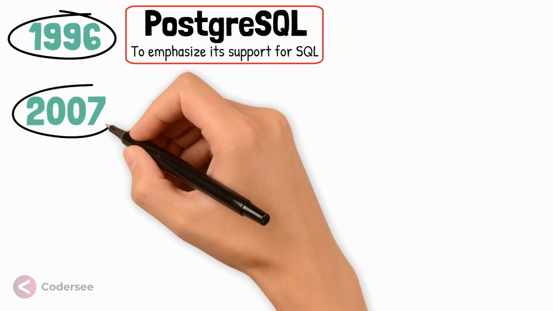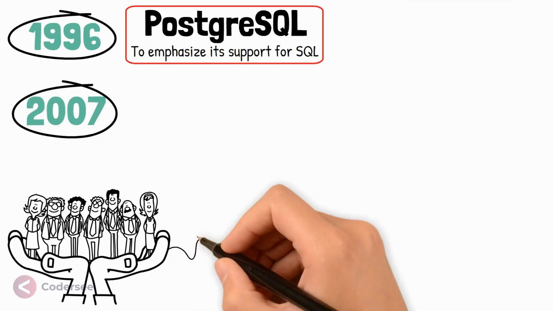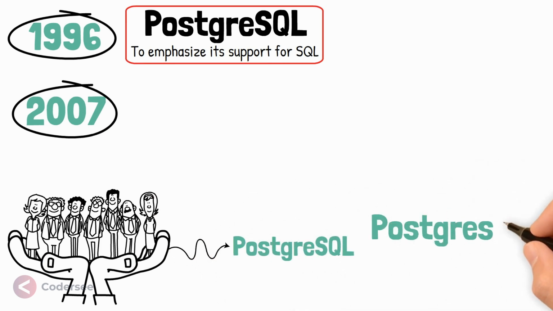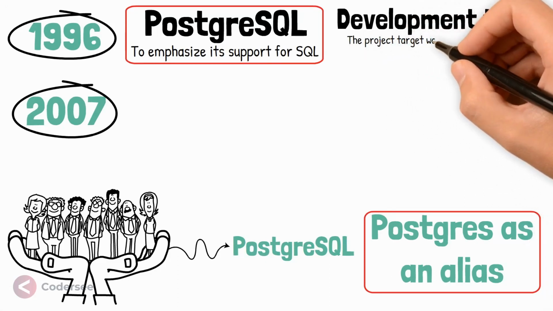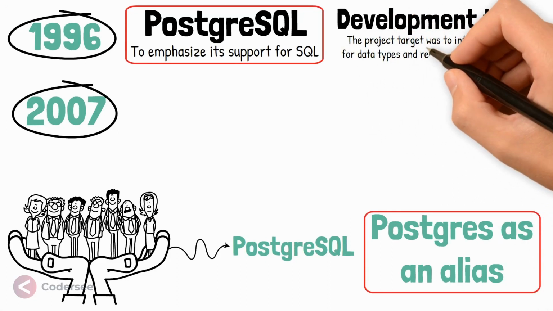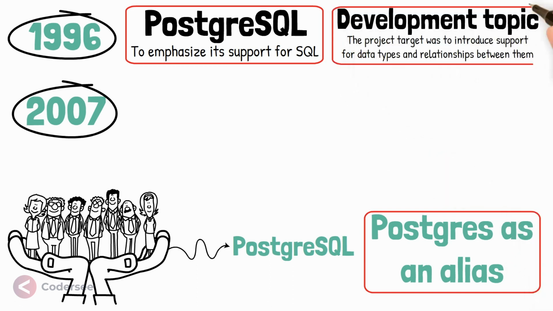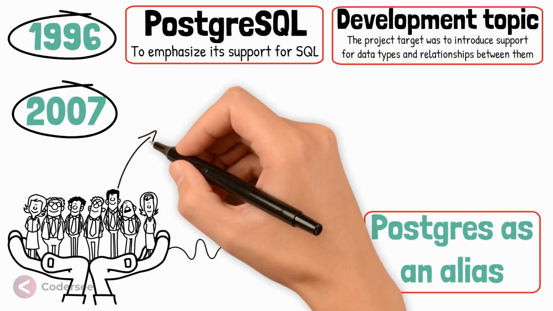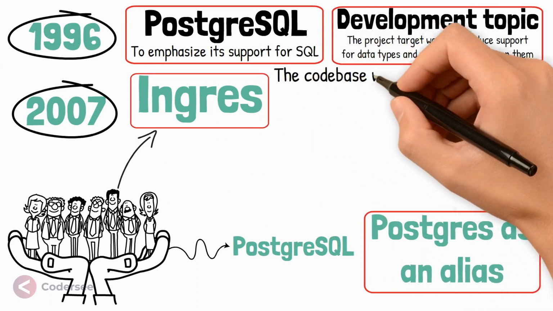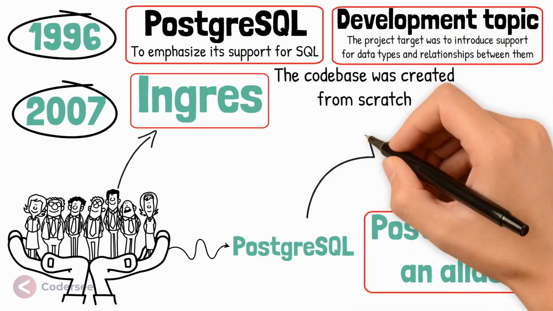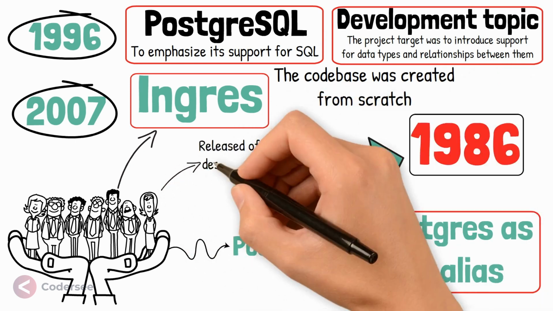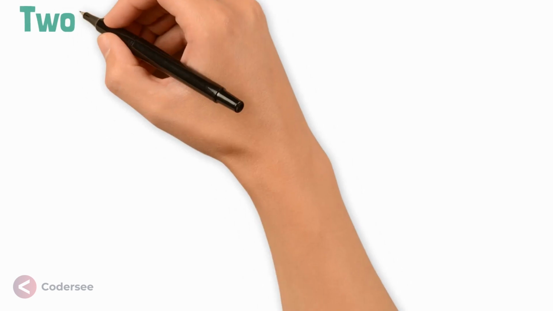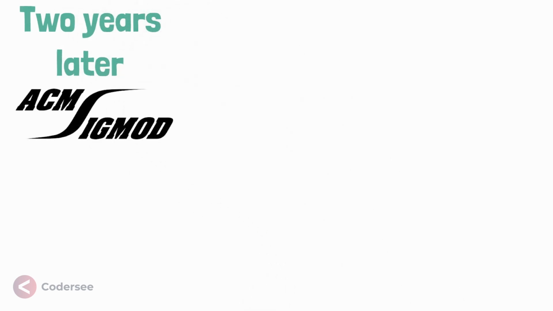In 2007, the developer team decided to stick with the name PostgreSQL and Postgres as an alias. But back to the development topic, the project target was to introduce support for data types and relationships between them. And although the team took a lot of ideas from Ingres, the codebase was created from scratch. The PostgreSQL introduction took place in 1986 when the team released official papers describing the system. Two years later, they performed a demo of a prototype at the ACM SIGMOD conference.